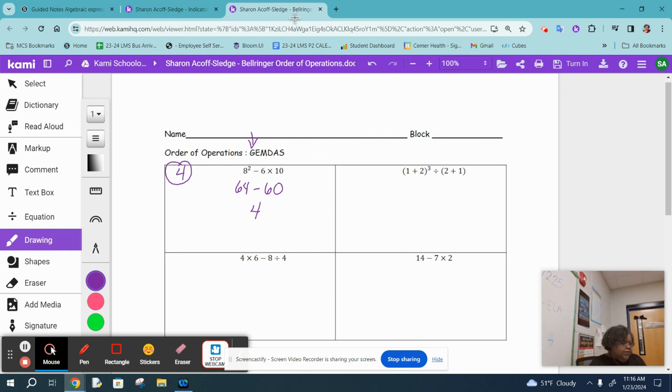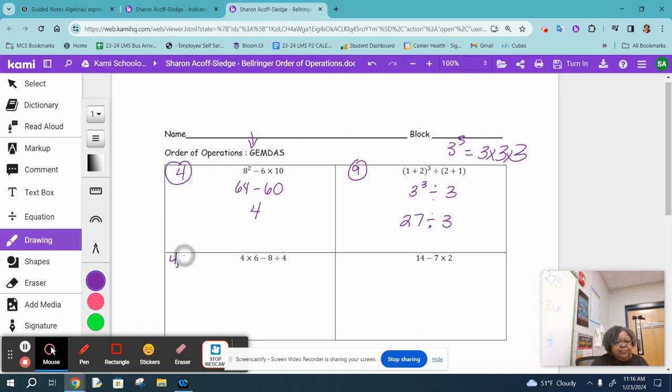Now here, what did you get for this one? 9. Okay. So you do that first, divide it by 3. And 3 to the third power, is it 9 or is it 27? And it's 27 because 3 to the third power, if you weren't here for this lesson, is 3 times 3 times 3. You might want to write that down. Okay, and this one, did you get 4 or did you get 22?